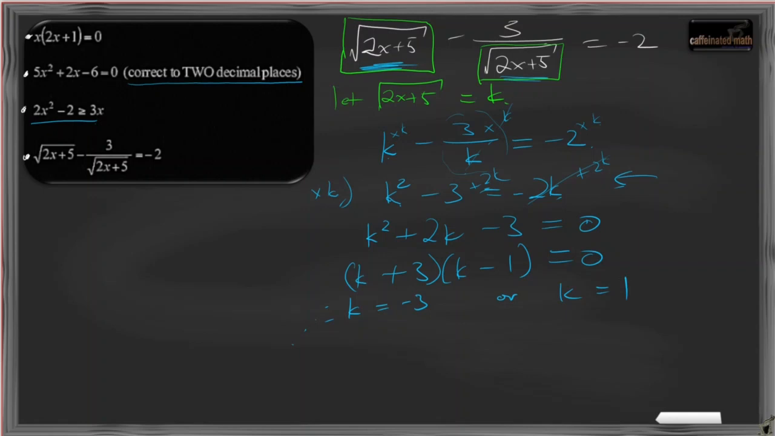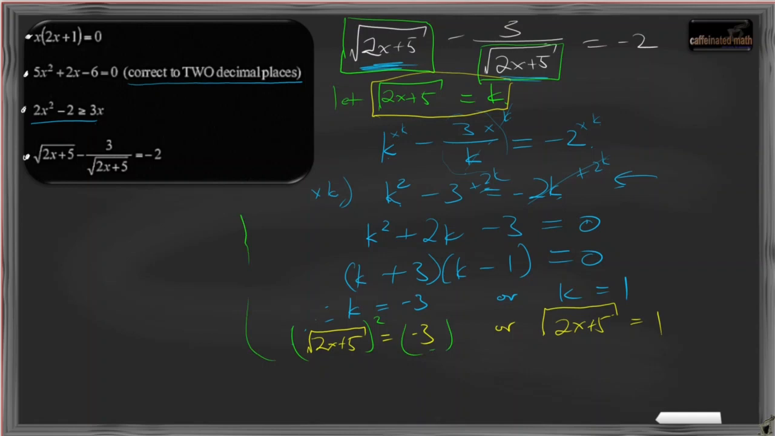But remember, we were never asked to solve for k. So let's get back to what we started with and undo it. Therefore, we have the square root of 2x plus 5 being equal to -3, or the square root of 2x plus 5 being equal to 1. So let's deal with them one by one. Well, we're going to square both sides and deal with it over here.